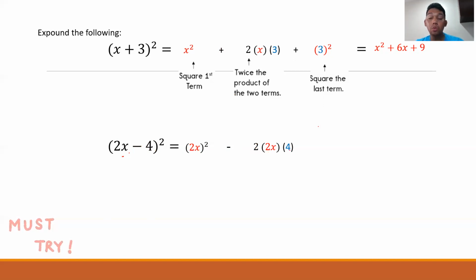So 2 times 2x times 4, and then plus the square of the last term. So 2 times 2x is 4, times 4. If you simplify this, it will be 4x squared. Again, 2 squared is 4, x times x is x squared, minus 2 times 2 times 4 is 16, so negative 16x, plus 16. Again, 4x squared minus 16x plus 16. Okay?